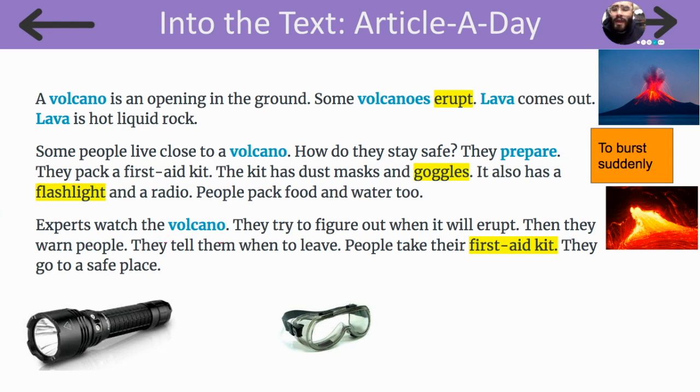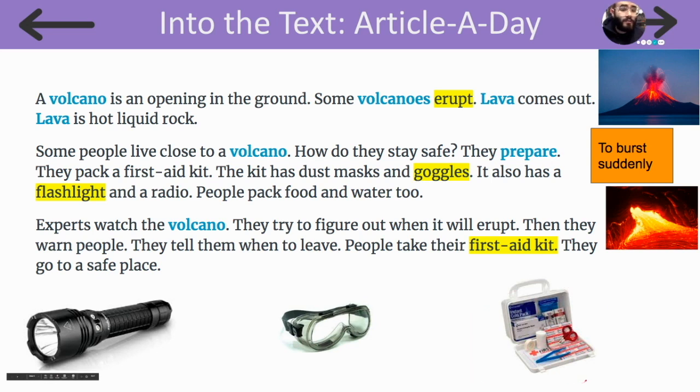Experts watch the volcano. They try to figure out when it will erupt. Then they warn people. They tell them when to leave. People take their first aid kit. They go to a safe place. Here is the first aid kit, just like the one we saw at the beginning. It has lots of different things for emergencies.